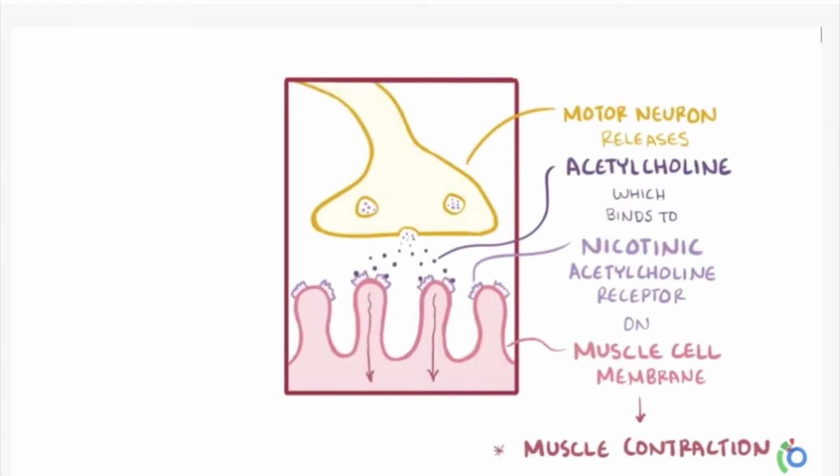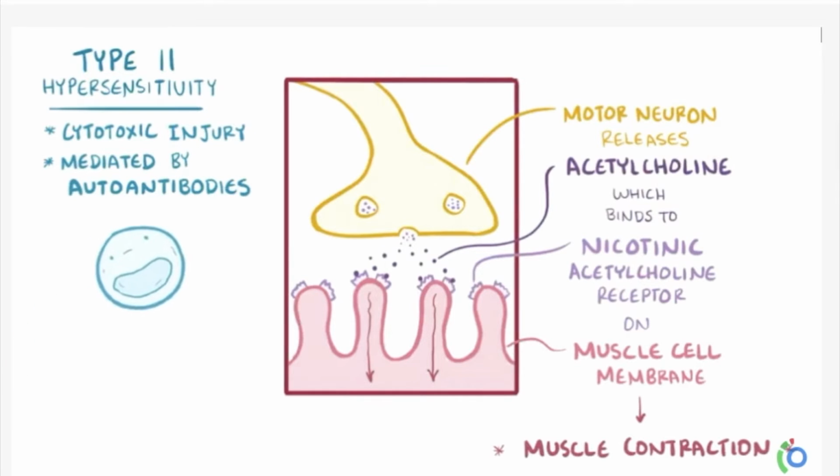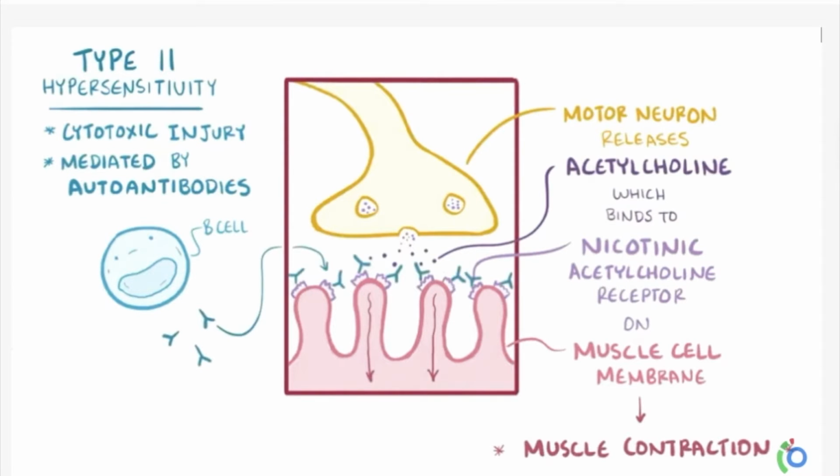But what happens in myasthenia gravis, though? Well, remember that it's an autoimmune disease, and specifically one that's categorized as a type 2 hypersensitivity, which causes cytotoxic injury, meaning that it results in the lysis or death of host cells, which is mediated by autoantibodies, which are antibodies that are specific for our own cells or proteins. So in this case, the patient's B cells inappropriately make antibodies that bind to nicotinic acetylcholine receptors on the muscle cells. Once acetylcholine receptors are bound by the antibody, they're unable to bind the acetylcholine, and therefore they don't respond to the contract signal from the central nervous system.